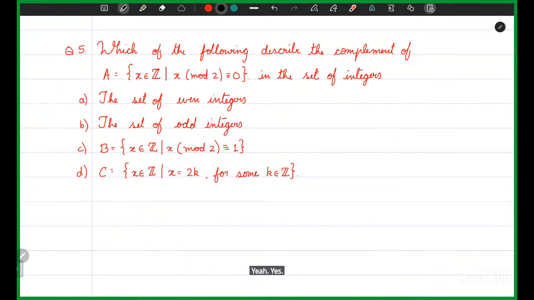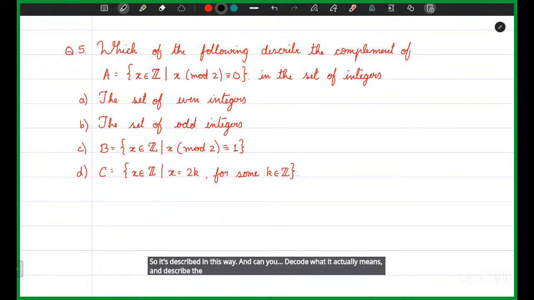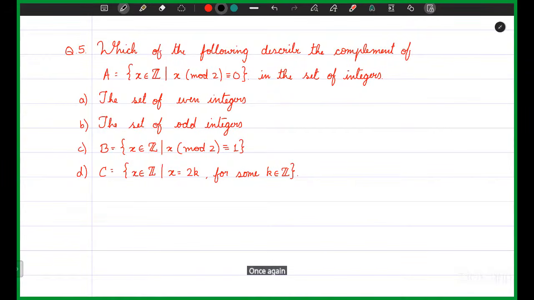So here I've considered the set of integers such that x mod 2 is equal to 0. It's described in this way. Can you decode what it actually means and describe the complement of that set? That is what the question asks. Once again, we'll resume the discussion in a couple of minutes.